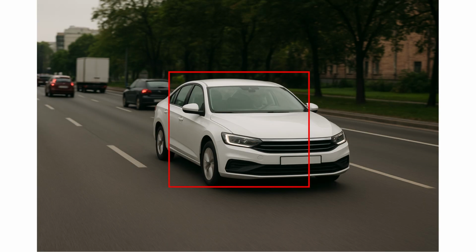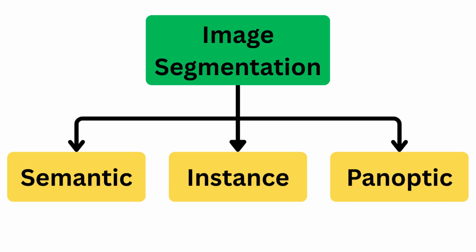Bounding boxes are guesses. Segmentation is vision. Every pixel classified, every boundary defined. Today, we are unpacking the three levels of segmentation that teach AI to see the world the way we do.